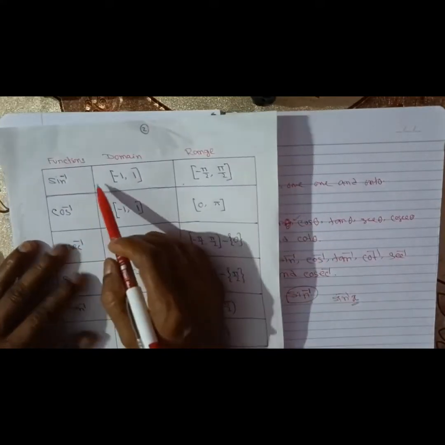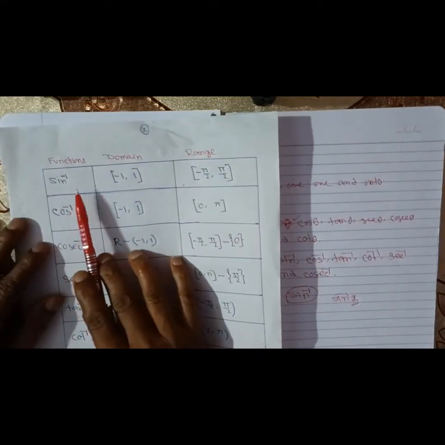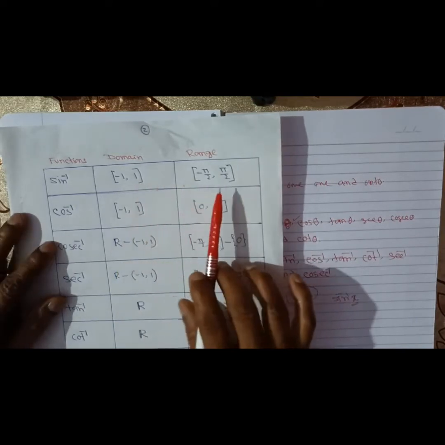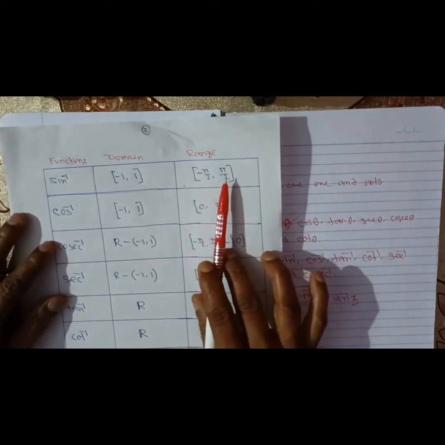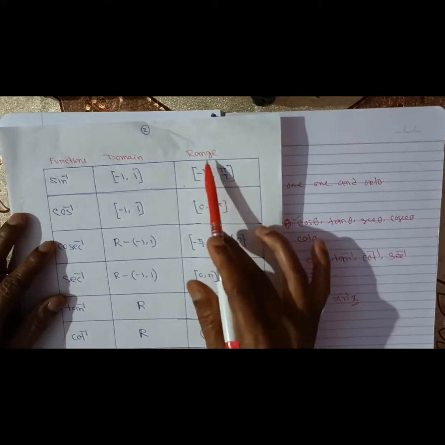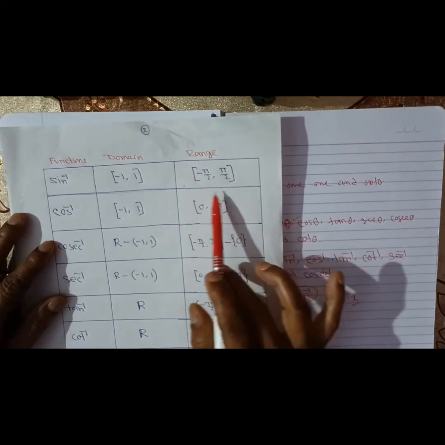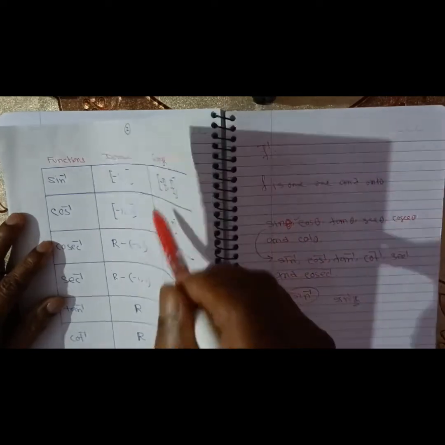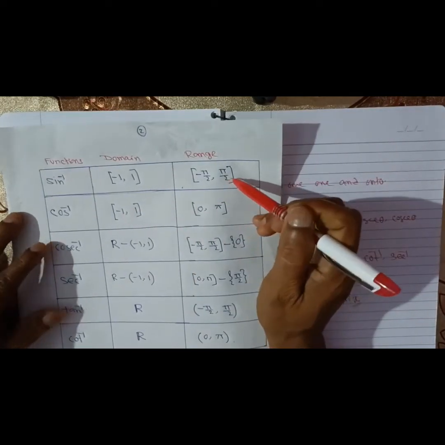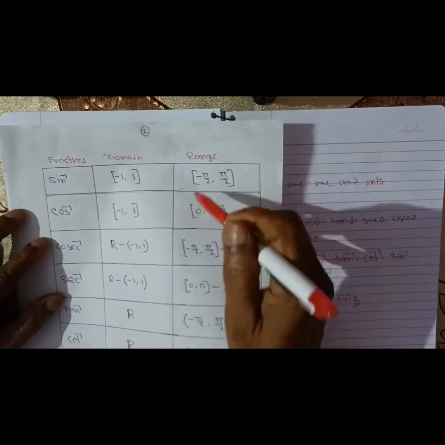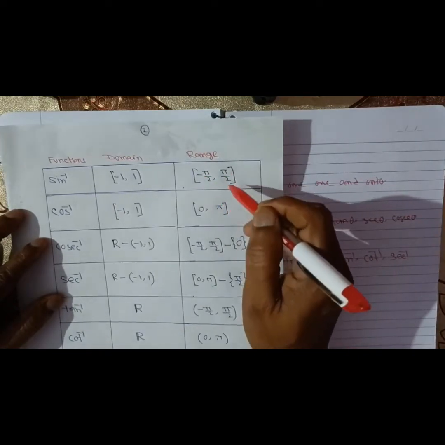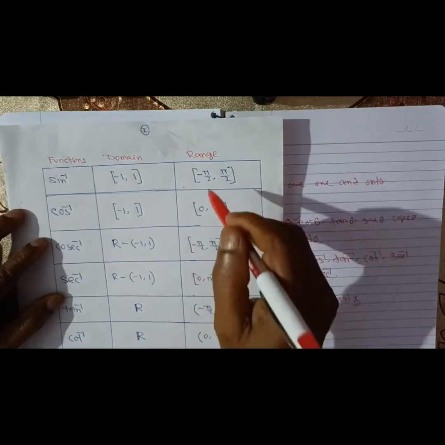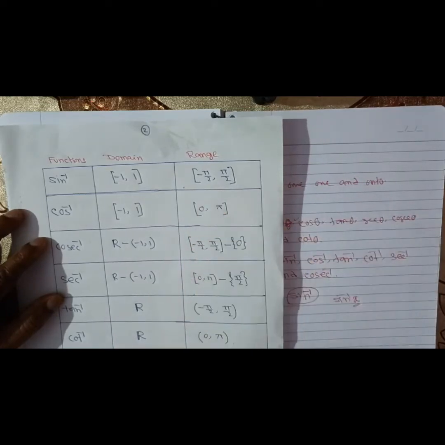The functions are sine inverse. Sine inverse: domain is equal to -1 to +1, and range is equal to minus pi by 2 to plus pi by 2. This is a closed interval. Closed interval means the end values are included in this interval. That means minus pi by 2 and plus pi by 2 are included in this range.